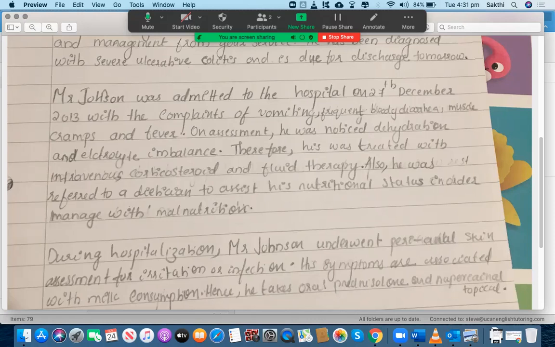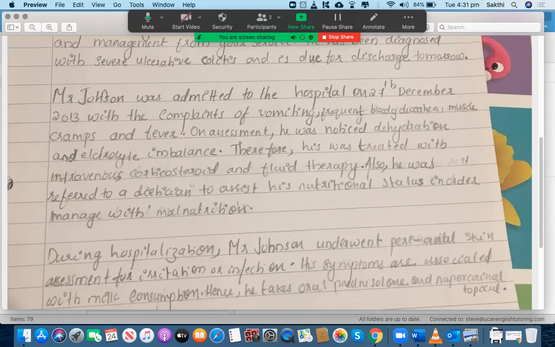Okay, so where were we up to? So on assessment, you have to say dehydration and electrolyte imbalance were observed or were noticed. Okay. All right. And then you have to say, therefore, he was treated. It's wrong. It's therefore he was treated, isn't it? Yes, sir. Therefore, he was treated with intravenous corticosteroid and fluid therapy.